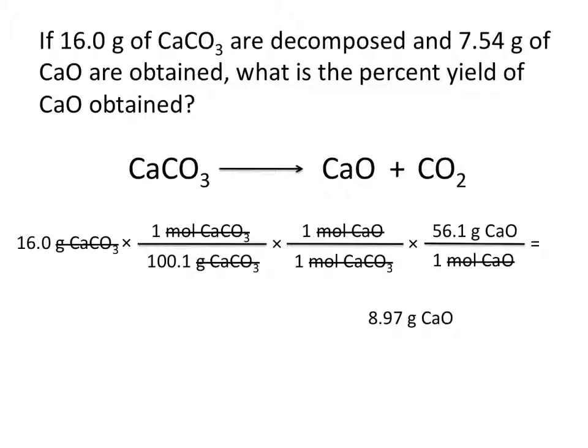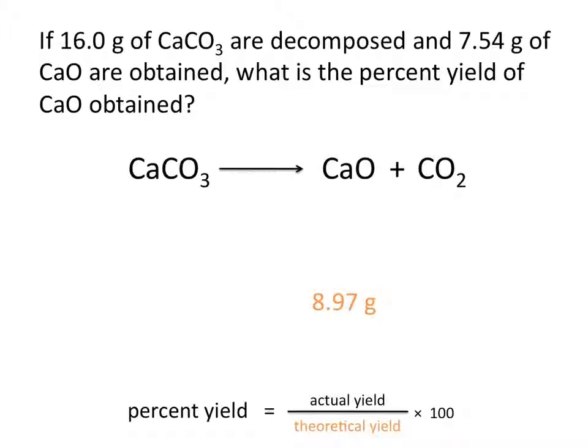We now have our theoretical yield, and we can calculate our percent yield by taking our actual yield given to us in the problem. Remember, the actual yield is something you can never calculate on your own. It must be given to you, divided by our theoretical yield. And when we multiply this value by 100 to get a percent, we'll see that our percent yield is 84.1%.